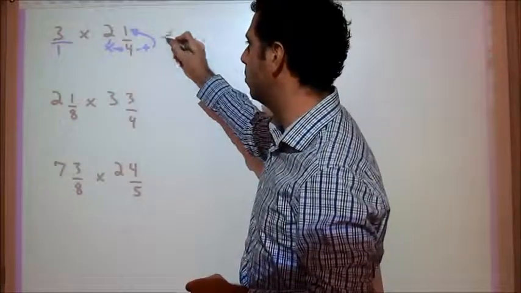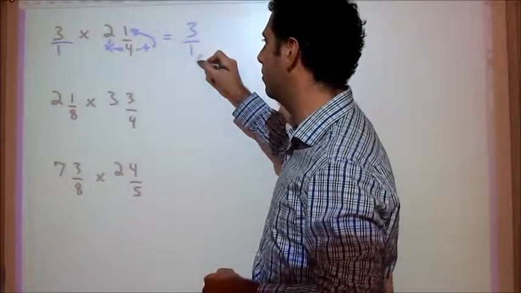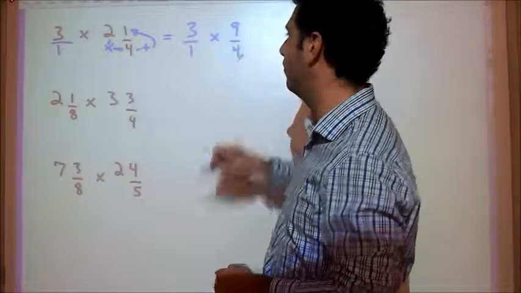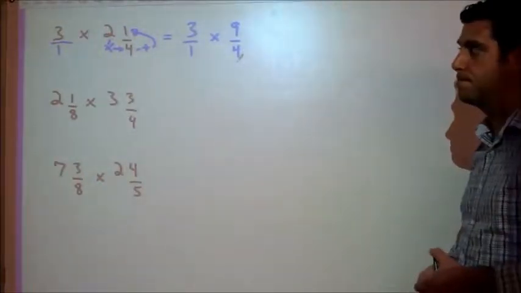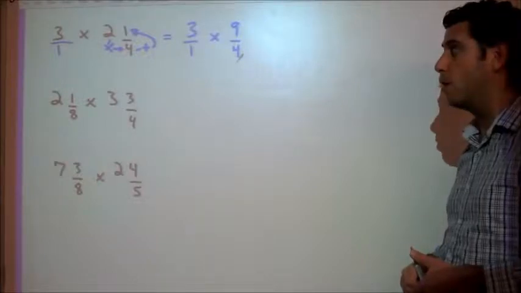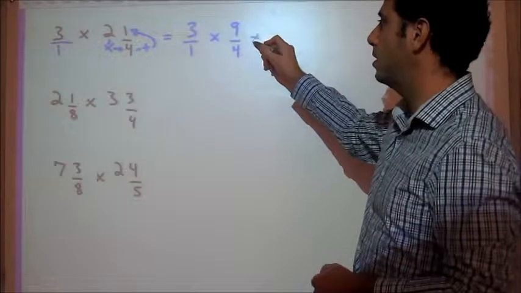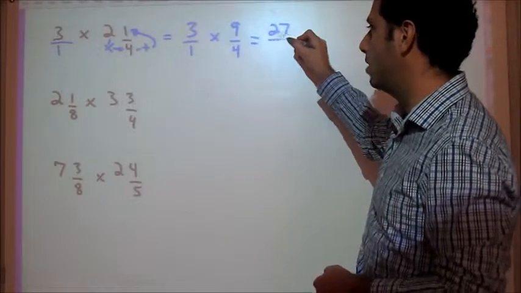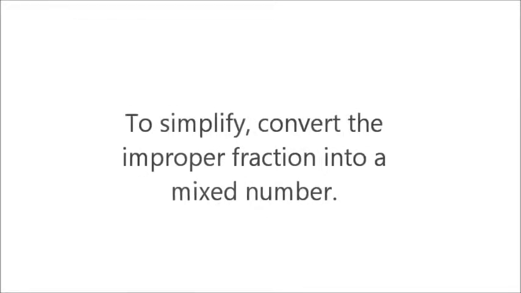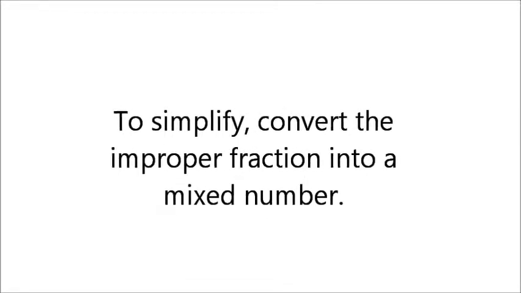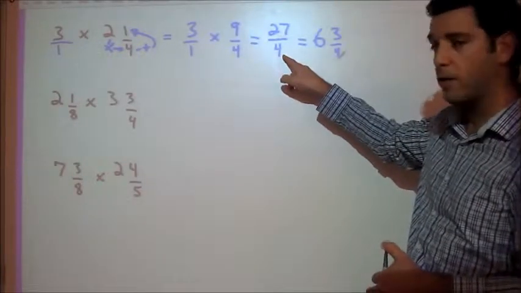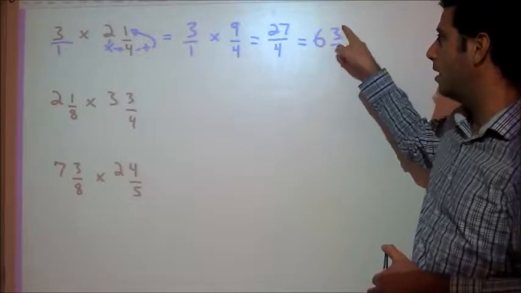So we can rewrite this whole equation as 3 over 1 times 9 over 4. Okay, and once we have our fractions written that way, we can just multiply straight across. 3 times 9 is equal to 27. 1 times 4 is equal to 4. We're essentially dividing 27 by 4 to find out how many wholes there are and seeing how many there are left.